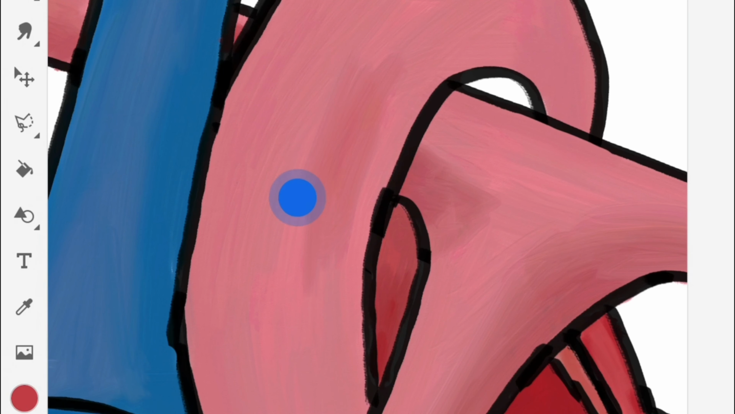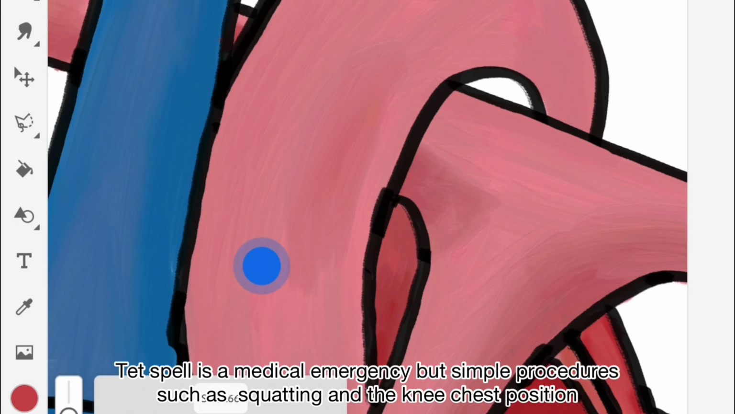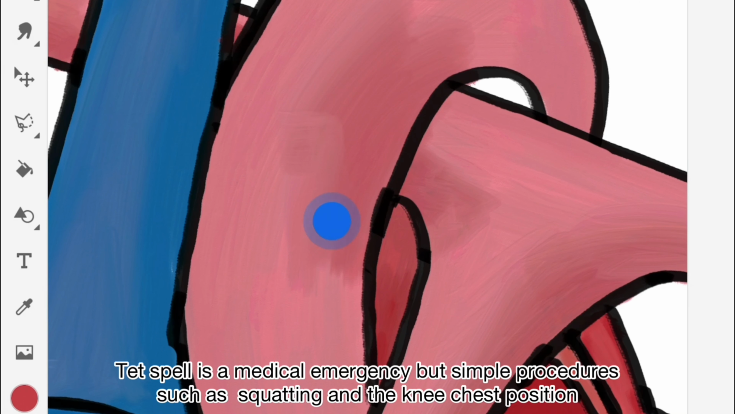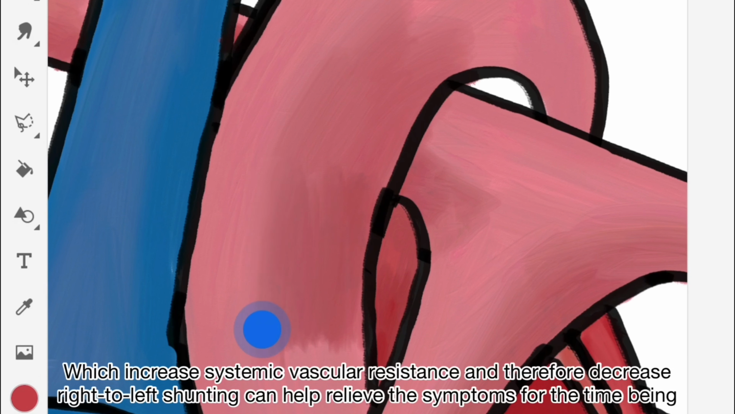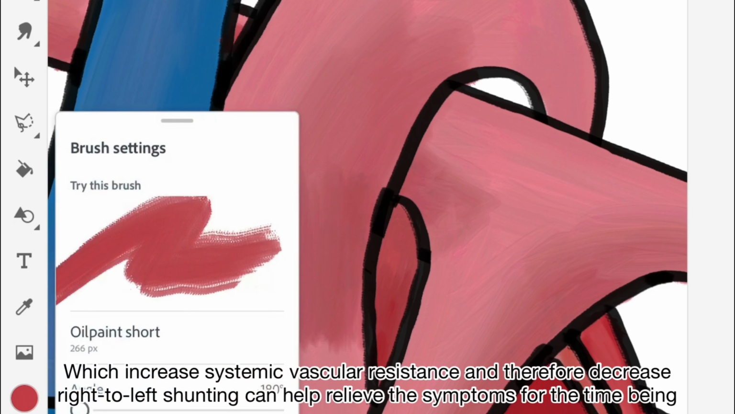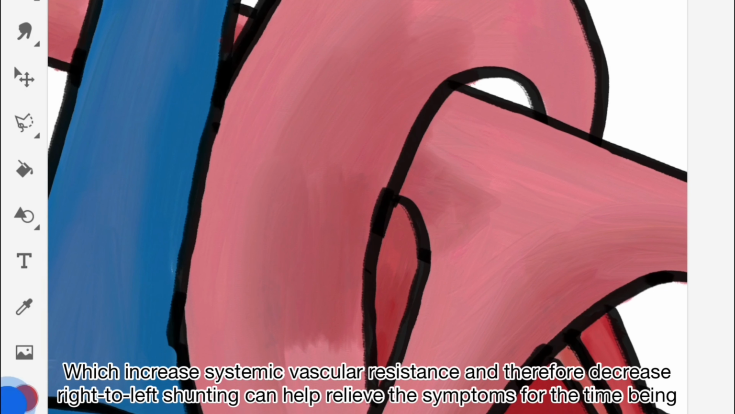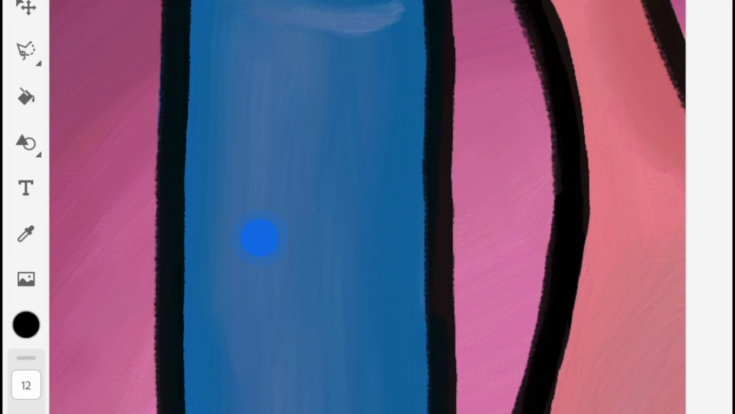and death. Tet spell is a medical emergency, but simple procedures such as squatting in the knee-chest position, which increase systemic vascular resistance and therefore decrease right-to-left shunting, can help relieve symptoms for the time being.